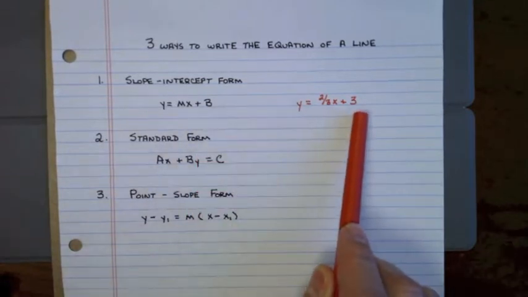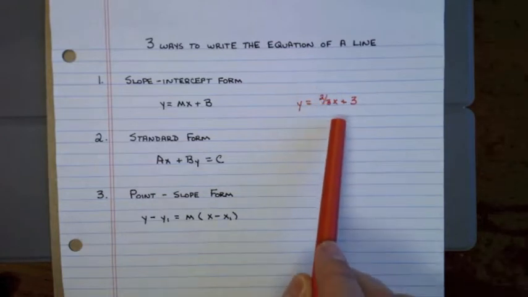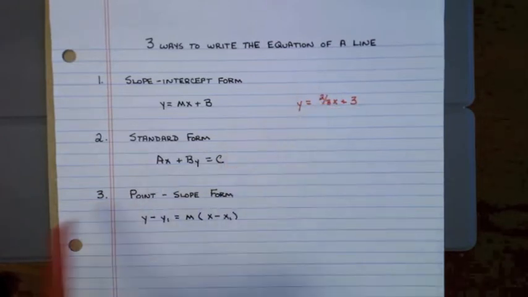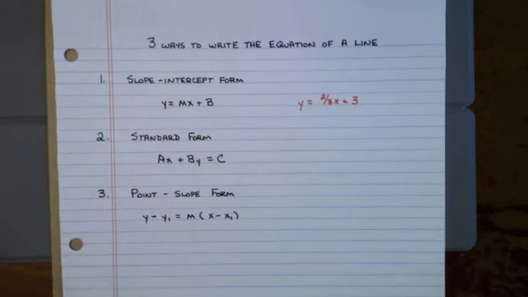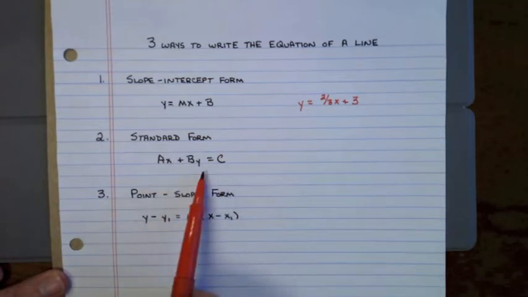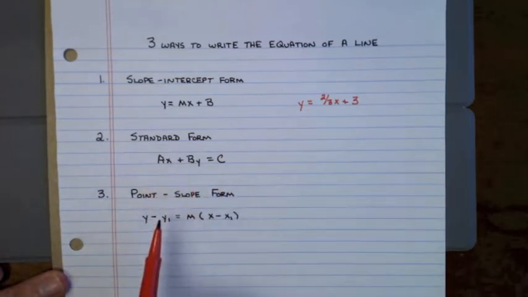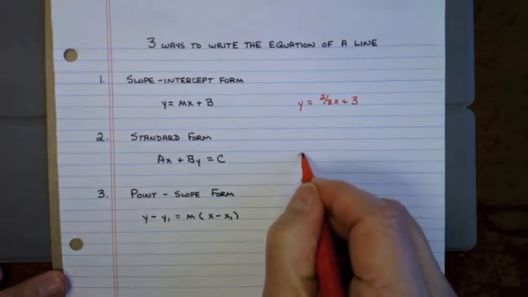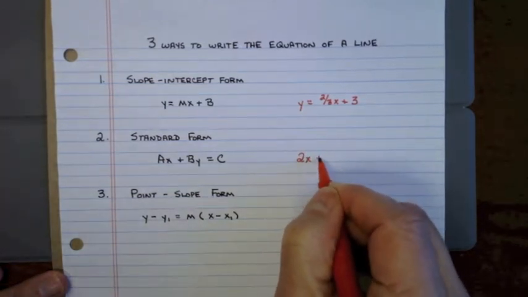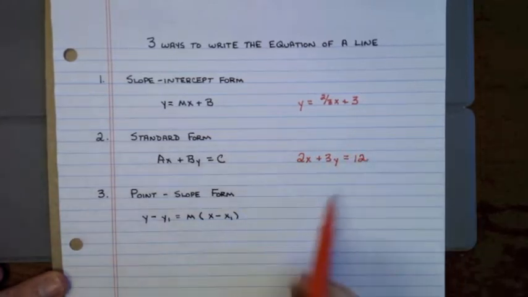And here is an example of something in slope-intercept form. Y is equal to 2/3 is the slope, put x beside it, and the y-intercept is there on the end, 3. For something in standard form, it needs to look like this right here. There are rules on how to put this in this form, and we're going to go over those rules. Here's an example of something in standard form: 2x plus 3y is equal to 12. That's an example of something in standard form.